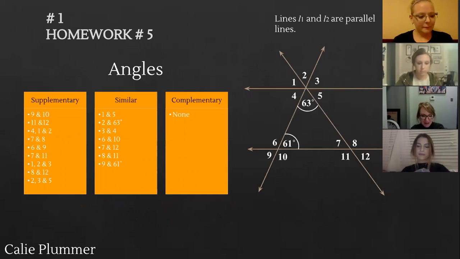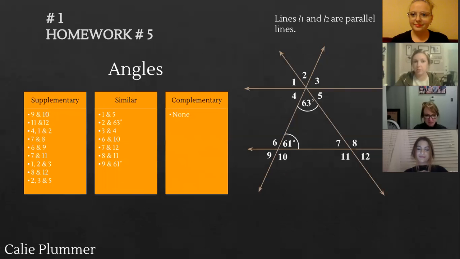Okay, so for number one, Calie, how are supplementary angles different from complementary angles? Supplementary angles are angles that add up to be 180 degrees. And so some examples on this particular graph would be angles 7 and 8, 9 and 10, 11 and 12, and then angle 6 and angle 61. And complementary angles are angles that add up to be 90 degrees or a right angle. And on this graph, there aren't any. Okay, good job. Thank you.